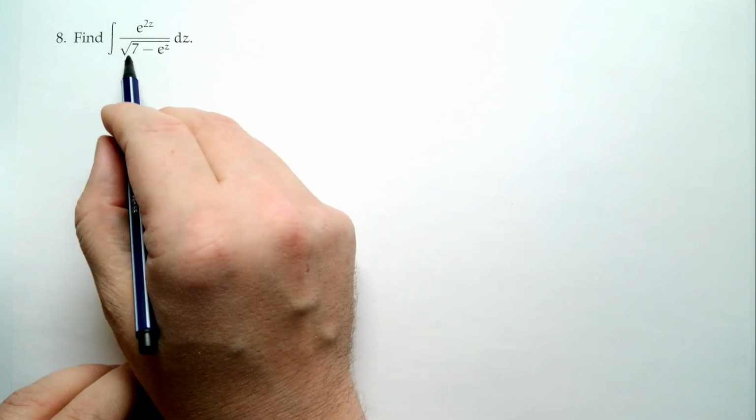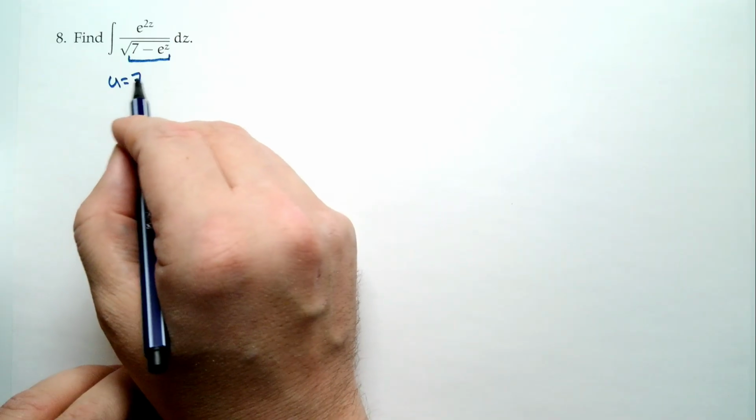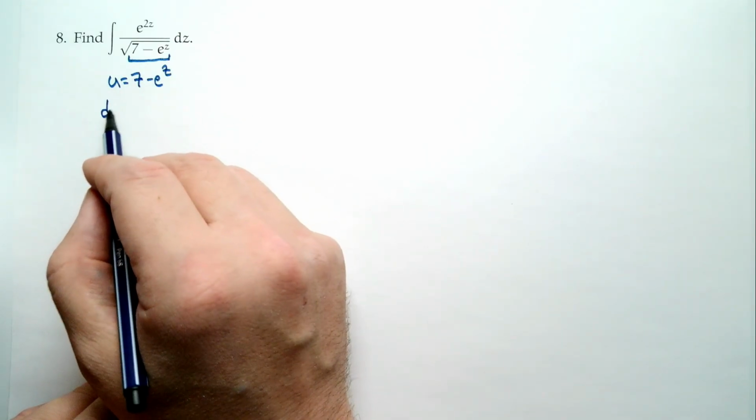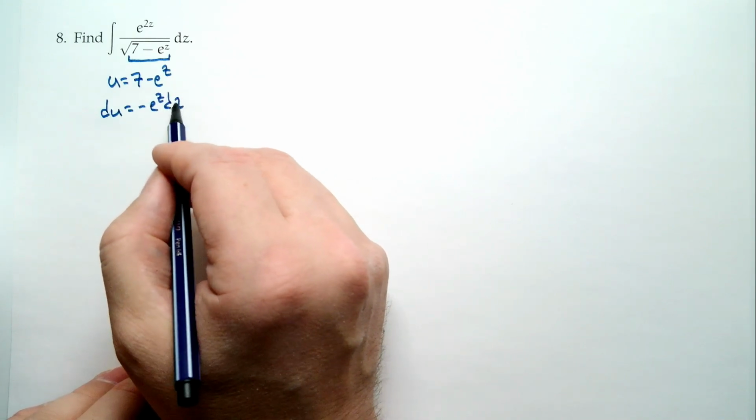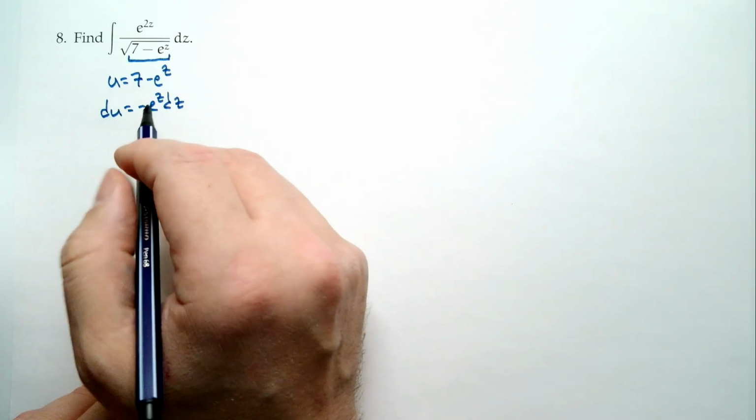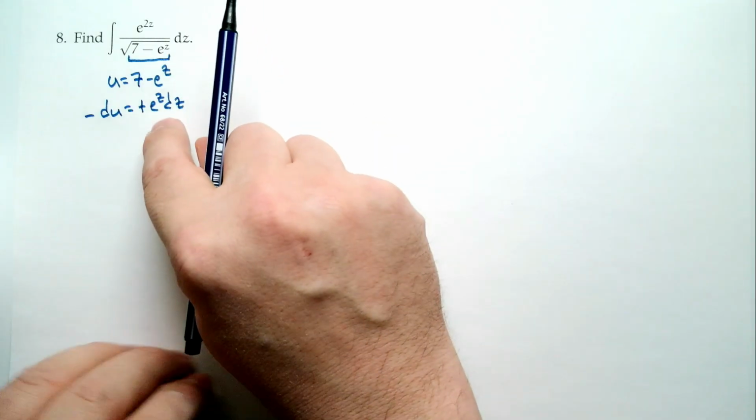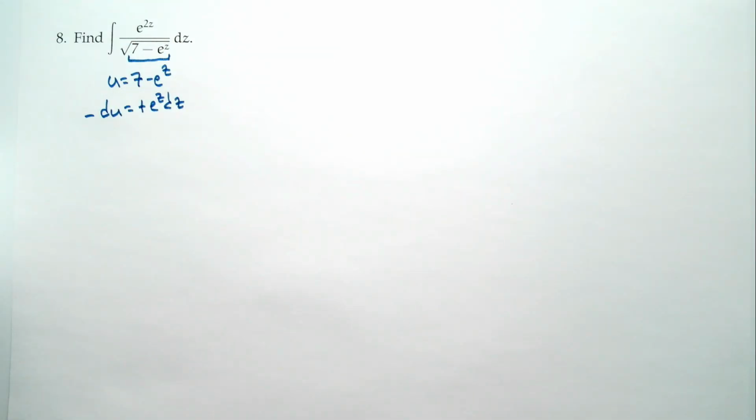So we're going to have our inside function be our substitution. u is 7 minus e to the z. Then du would be minus e to the z dz. Now, at this point, the minus, we don't really care about that. But we have a problem. We say, wait a second, we don't have an e to the z. We have e to the 2z, which is not the same. So we need to think of a way to handle that.